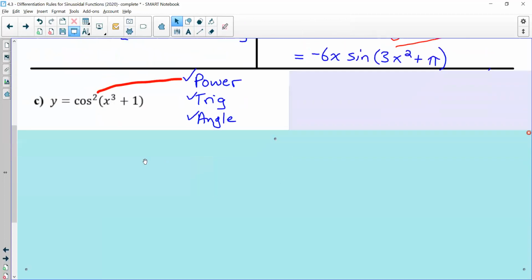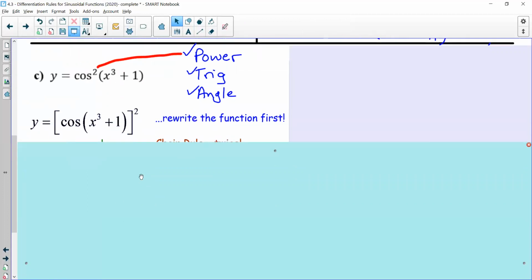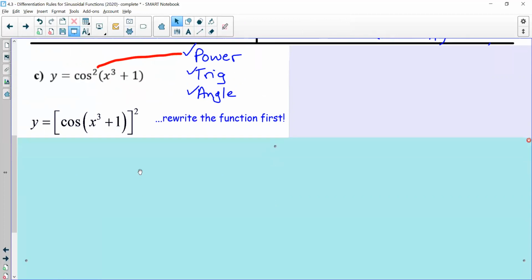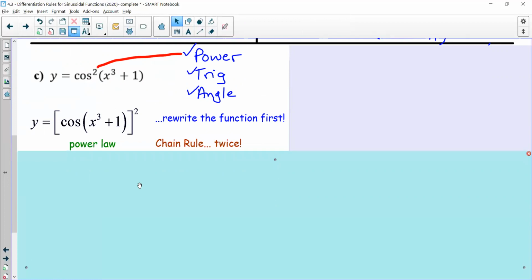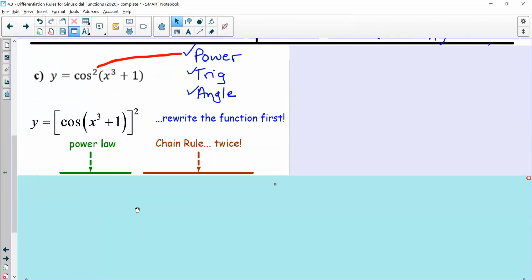So let's see if you can follow us along. So your y can be rewritten in a way that's more convenient if you wish. You don't have to, but probably not a bad idea. So that'll emphasize the fact that you need to use the power rule, or sorry, power law, and then the chain rule twice. So let's see if you can follow us along here.